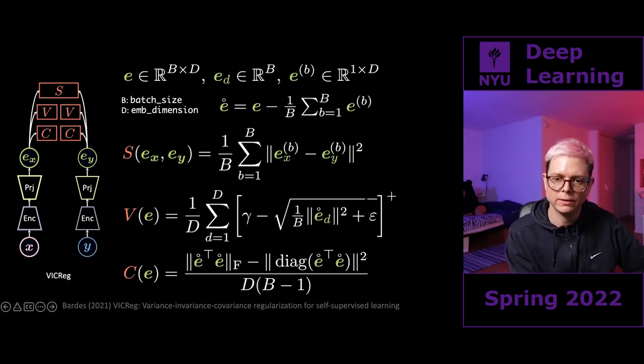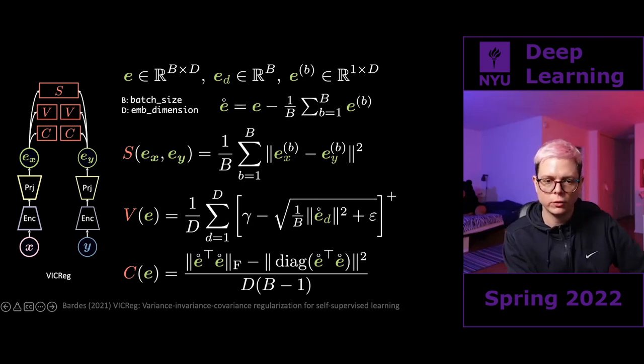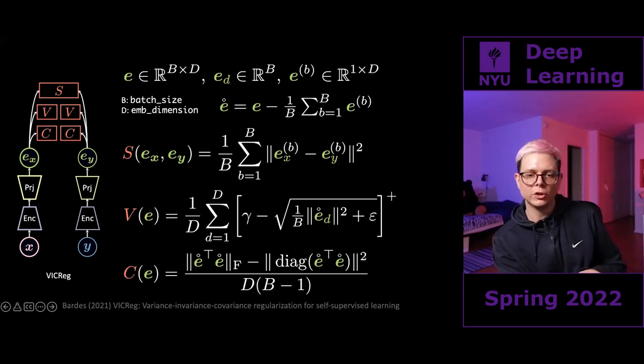How to do that? We have this hinge loss. This component here is computing the variance for these E D vectors. And then, as you can see here, if we try to minimize this term, since there is a minus here, we're going to be trying to push up this variance. Until when? Until we get up to this threshold here. And then there's going to be a positive part, so we're not going to be pushing more than the threshold. And so this variance term will make sure that the variance stays above this gamma.